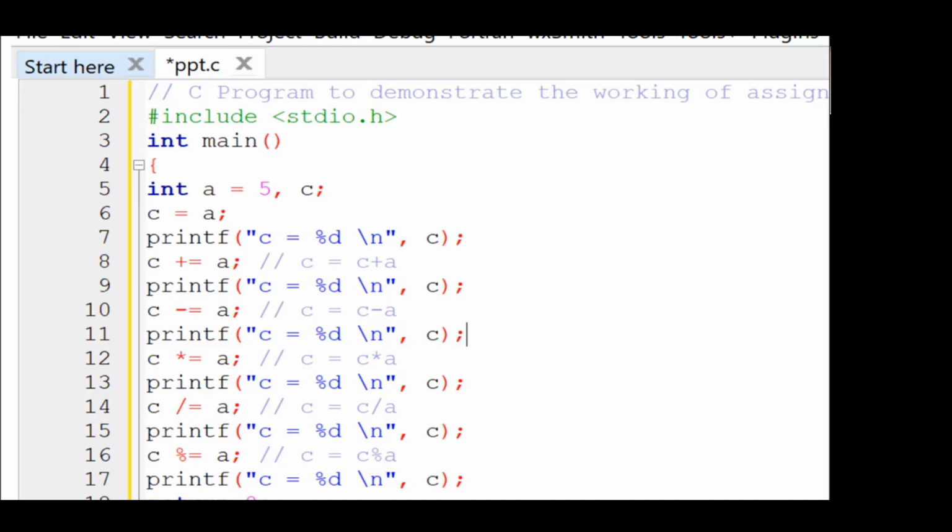And then when you move on to line 16, you have c modulus equal a, which means that c equals c modulus a. So now, since c in line 14 is 5, if we divide 5 by 5, the remainder is 0. So our modulus now becomes 0. So c in line 16 becomes 0.